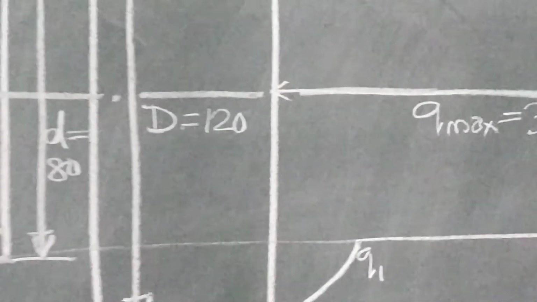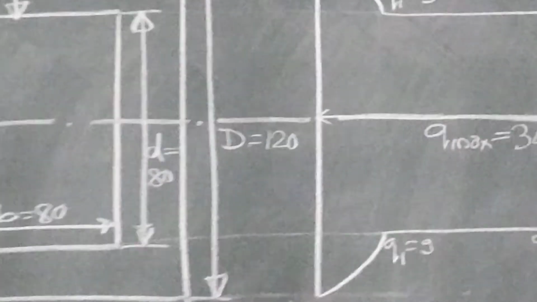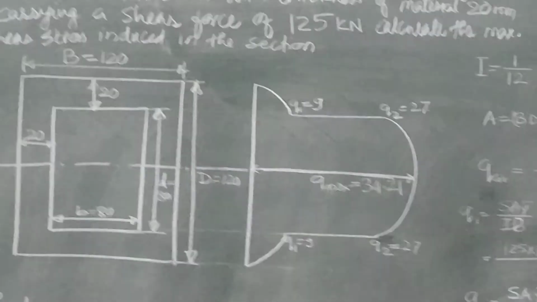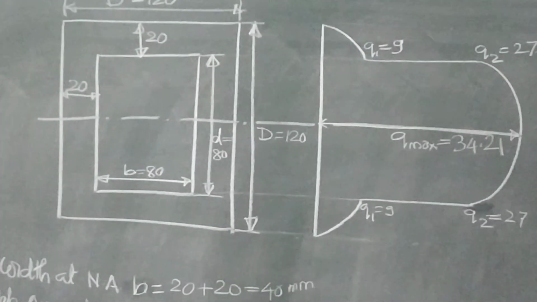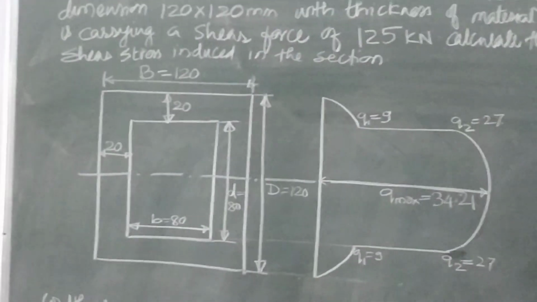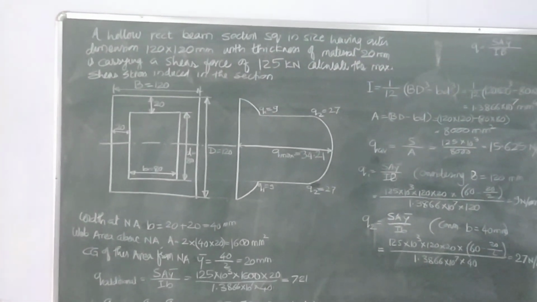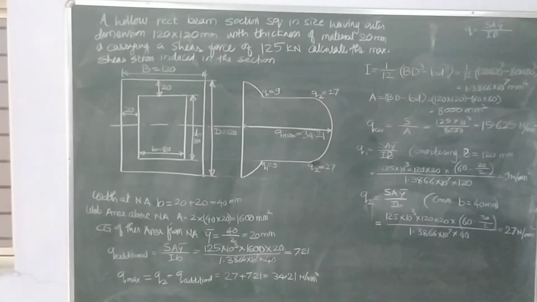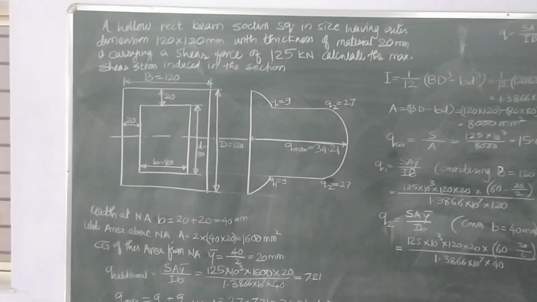So this is the stress distribution diagram. Write down here also Q1 is equal to 9, Q2 is equal to 27. So this is nothing but our stress distribution diagram for this example. This is a peculiar example. You have to solve from the book and submit your assignment. At least solve 1 or 2 examples from this category. So this is a peculiar example to calculate shear stress of the section and draw shear stress distribution diagram.